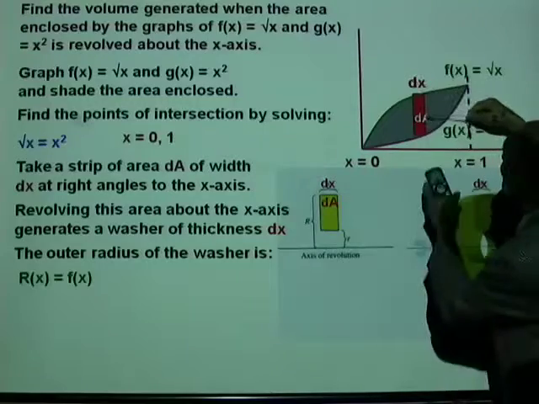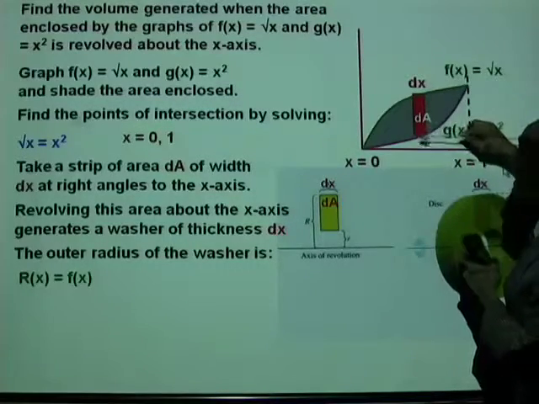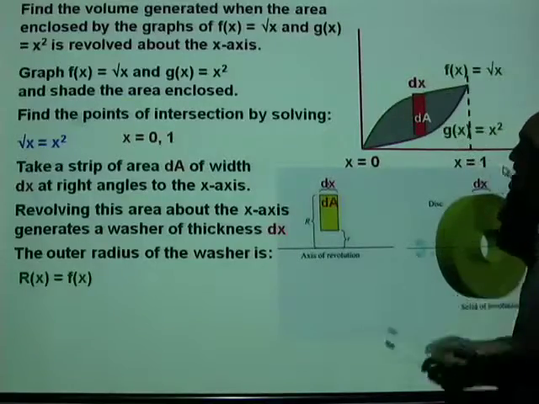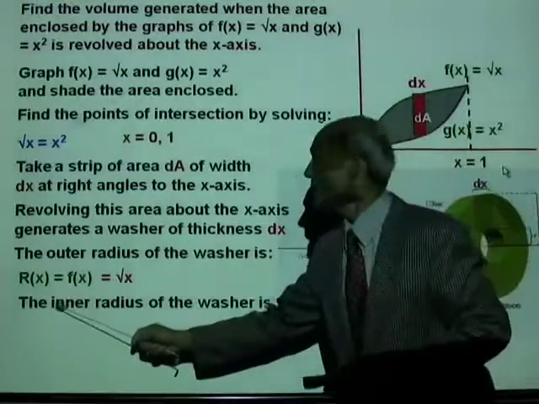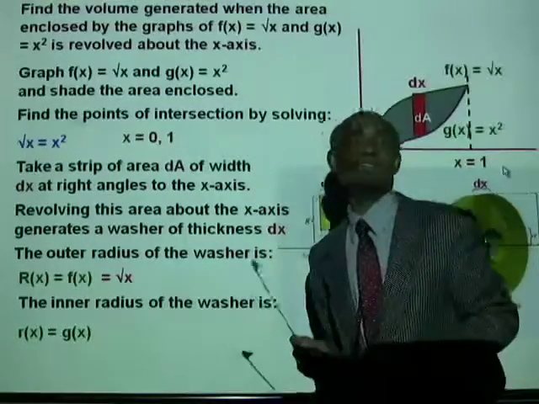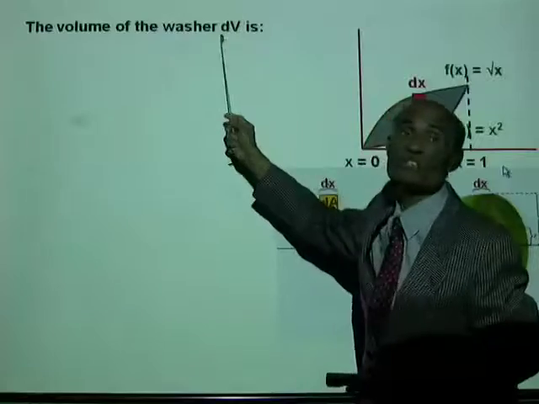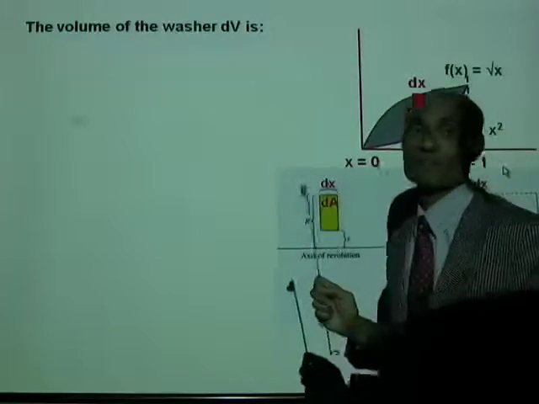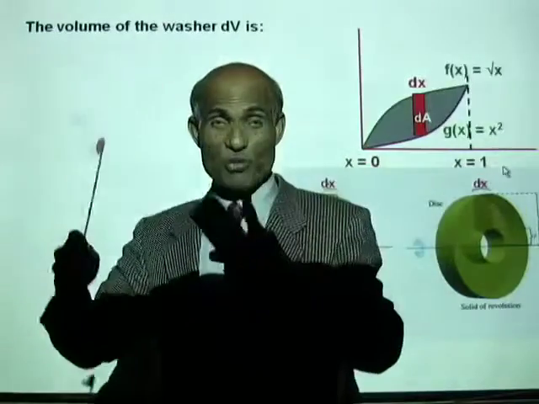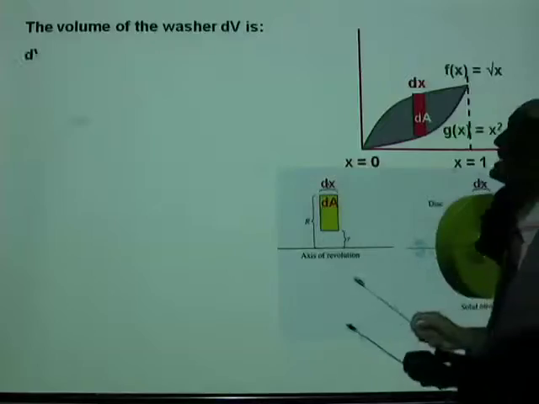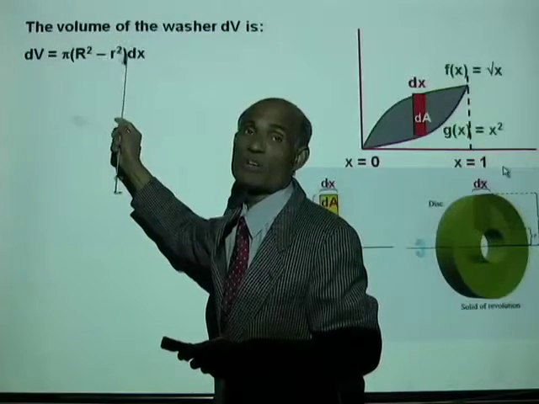I hope you're following this. When you revolve this area about the x-axis, the outer radius is that distance, which is f of x. And the inner radius is the radius of the hole, that is g of x. So, the uppercase R of x, which is the outer radius, is square root of x. And the inner radius, lowercase r of x, is g of x. And therefore, what is the volume of the washer? What is dV? What is the volume of the washer generated? It will be pi times uppercase R squared minus lowercase r squared, that quantity, multiplied by the thickness, which is dx. So that will be dV equal to pi times uppercase R squared minus lowercase r squared dx.